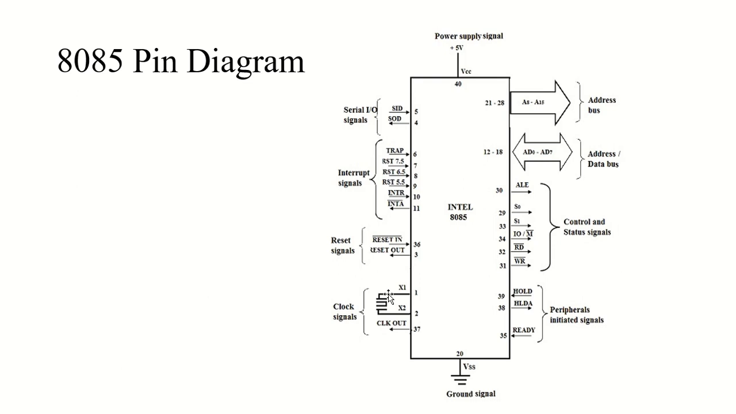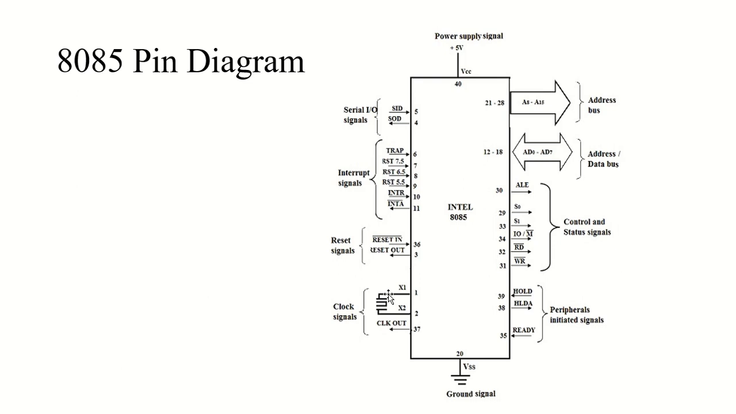Then we have the clock out signal. See the 37 number pin. It's an output signal which is used as a system clock. The internal operating frequency is available on clock out pin. Right, it can vary sometimes.